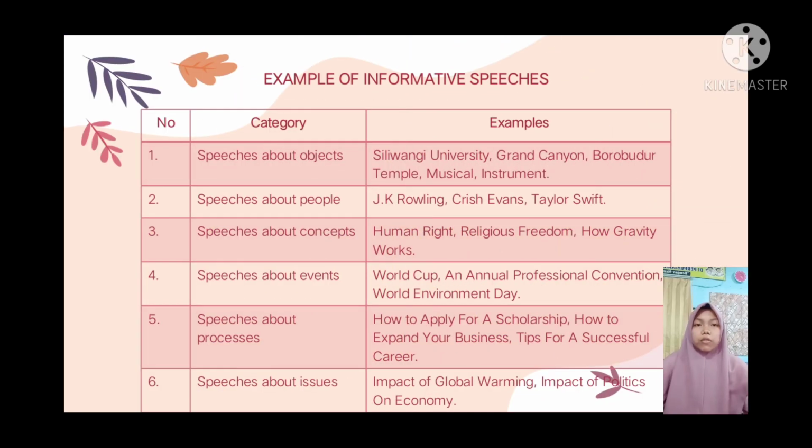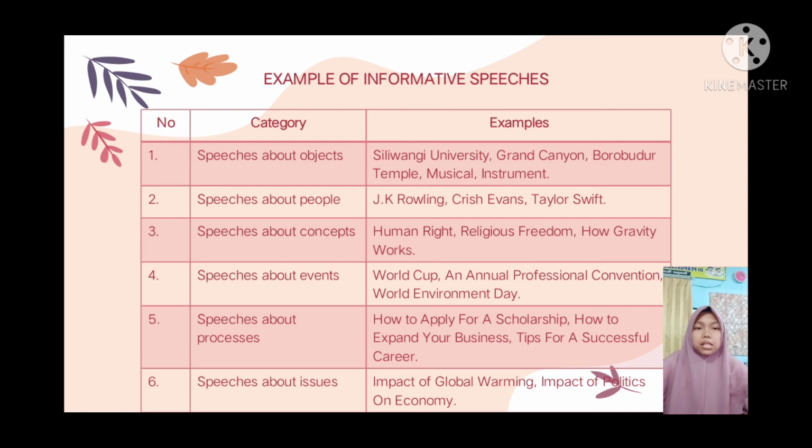Okay, let's move to the examples of informative speeches. The first category is speeches about objects. The examples are like Siliwangi University, Grand Canyon, Borobudur Temple, musical instruments. The second is speeches about people. The examples are J.K. Rowling, Chris Evans, and Taylor Swift.